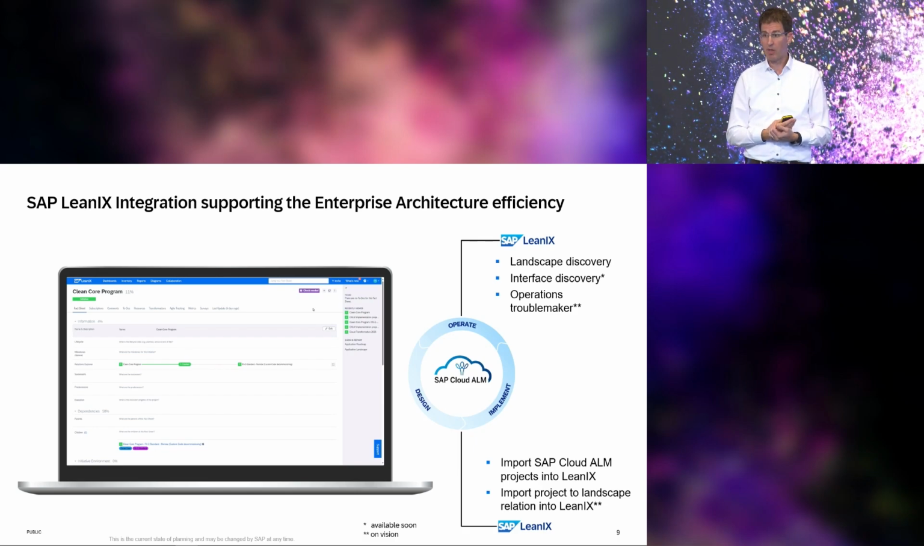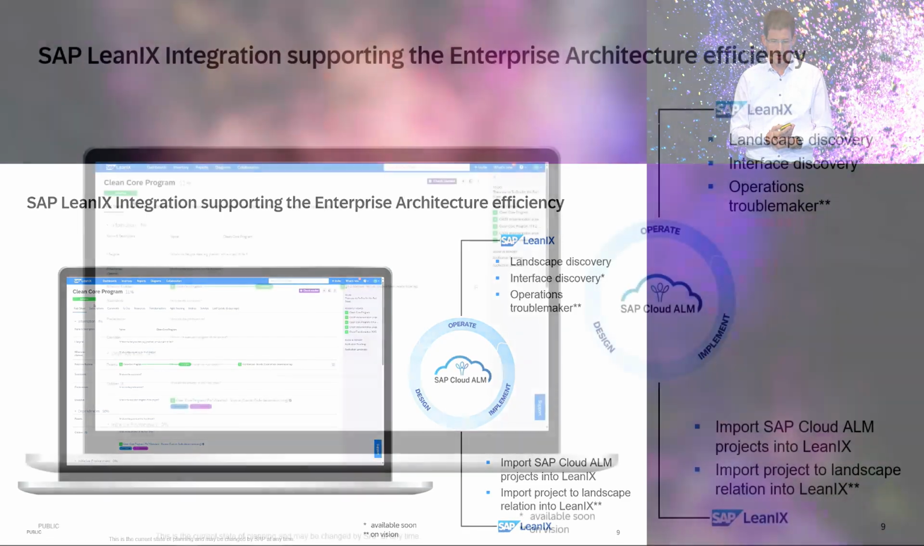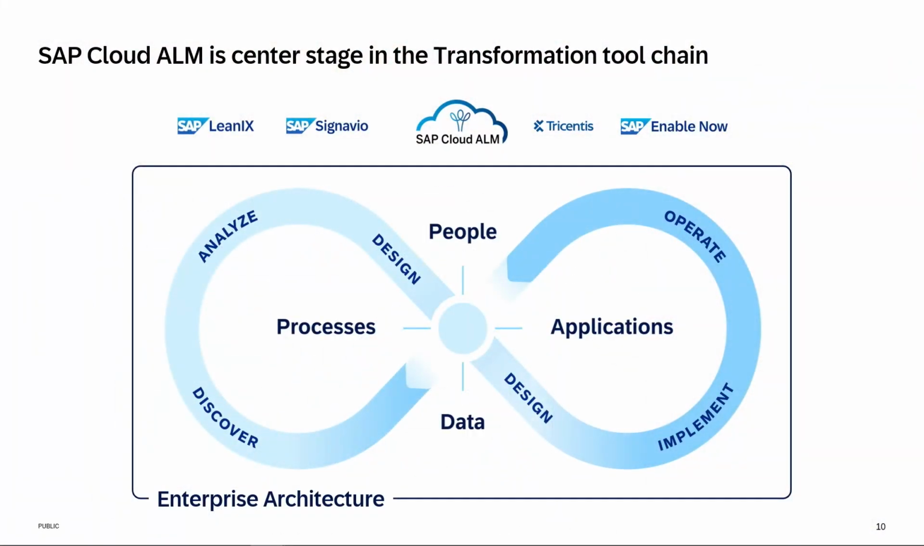Also, this part is already live since the middle of the year. You can use that already. And also here on the vision side, we have further things to provide, for example, information about deployment landscapes that we know for projects. This gives you insights into which projects potentially impact these systems in your deployment landscape. So this is also on the roadmap to provide in the future. Well, that's it about LeanIX and the enterprise architecture part.